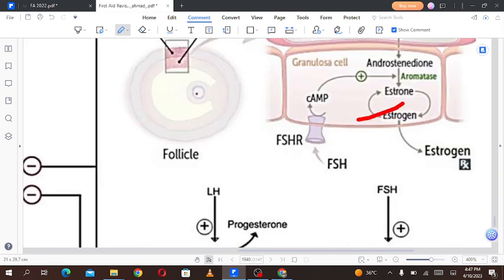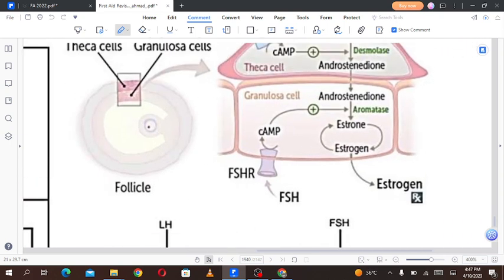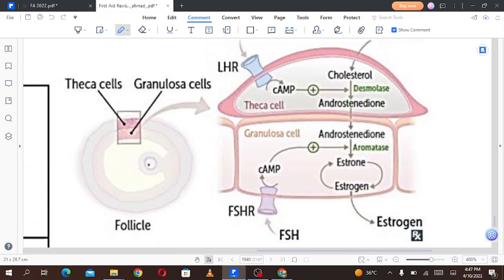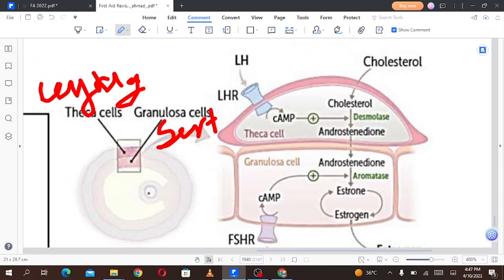So remember that theca cells have a counterpart. The male counterpart of the theca cell is Leydig cells, and the male counterpart of the granulosa cells are the Sertoli cells. So granulosa cells are the female counterparts of the Sertoli cells, while the theca cell is the female counterpart of Leydig cells. So remember this one.